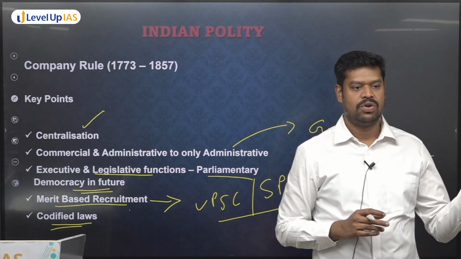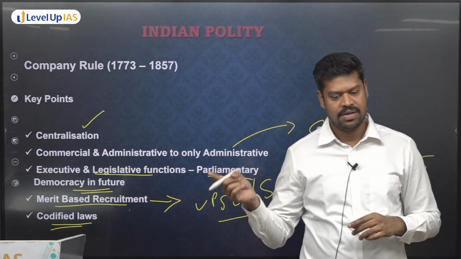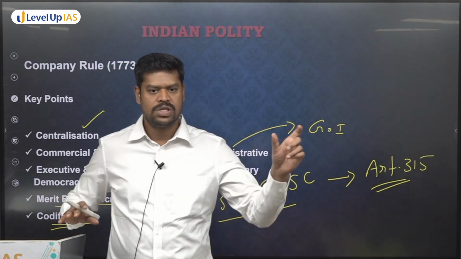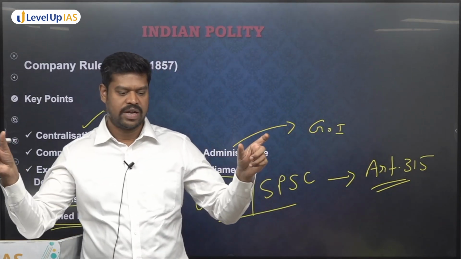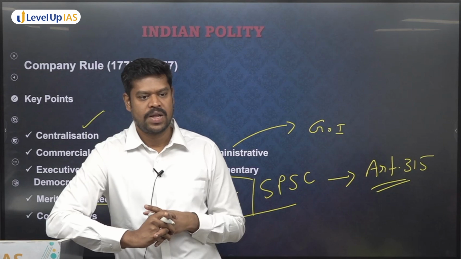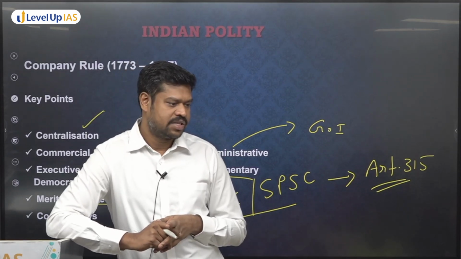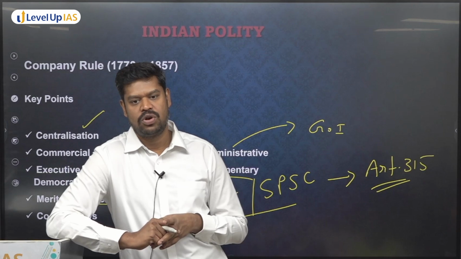Commercial functions were given to the Court of Directors and political functions were entrusted to the Board of Control. Who is the Board of Control and who is the Court of Directors? The Court of Directors are the owners or the major stakeholders of the company. But what about the Board of Control?